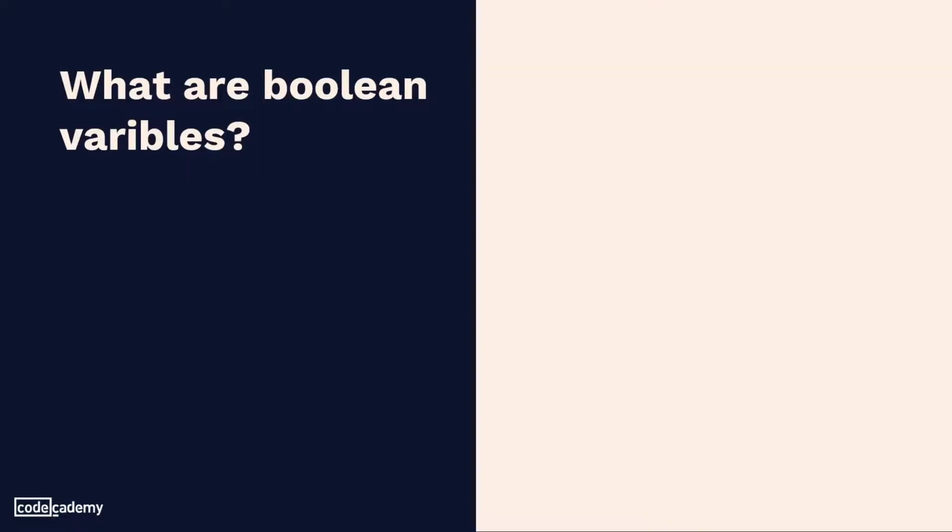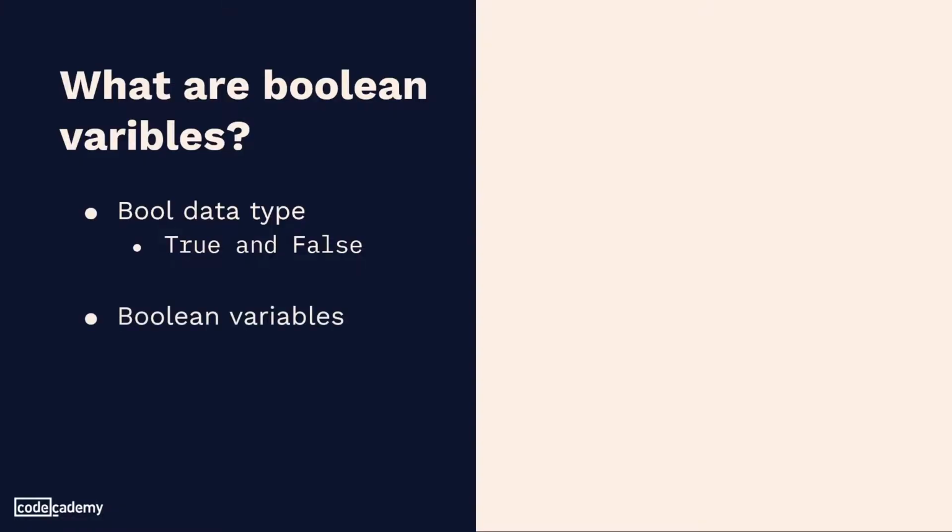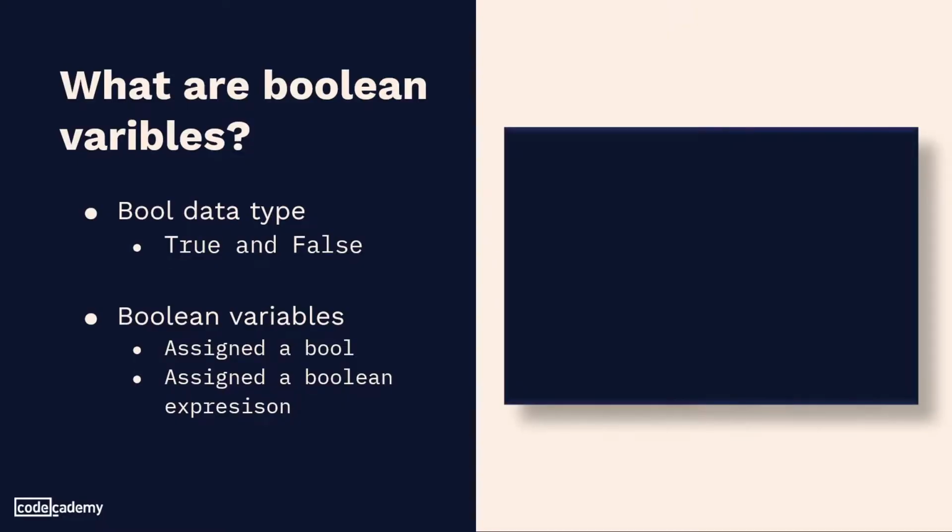So what are Boolean variables? Well, they aren't much different from regular variables, except for containing data with the data type of bool. And the only values of the bool data type are true and false. So to create a Boolean variable, we can either assign true or false to the variable directly, or we can assign something that will return a true or false value, such as a Boolean expression. Let's take a look at some examples of this on the right.